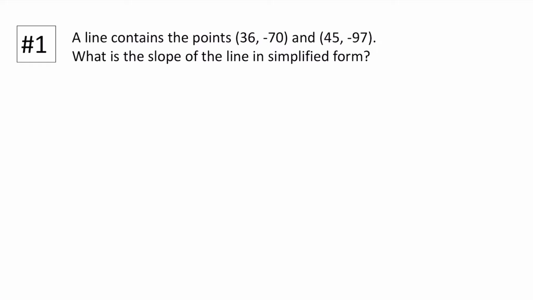In this video, I'm going to go over the problems that are on your Unit 3 test review. So this first question says that a line contains the points (36, -70) and (45, -97). What is the slope of the line in simplified form?